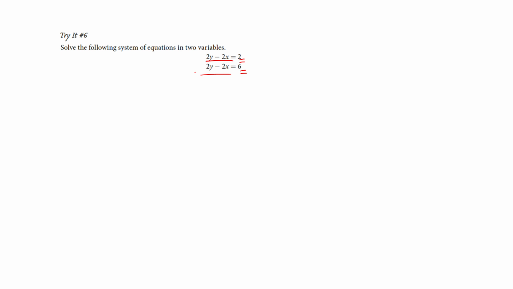But let's do it here. So let's run a negative through this one in order to create opposites. Okay, so if I run a -1 through there, here's what I create. Well, if I try to add these now, I'm going to get 0 equals -4, which is not true, so I get no solution.